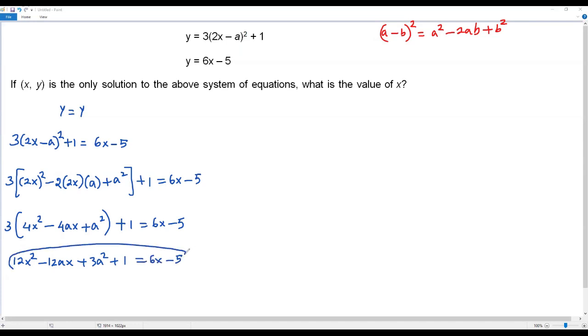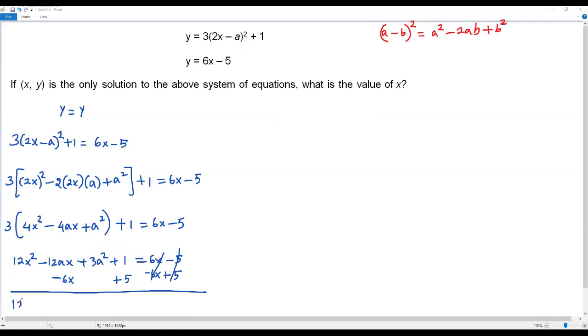Okay, now we have a quadratic equation in the variable x, but it's not in standard form. Standard form means it has to be in the form ax² + bx + c = 0. So we must have everything on the left side, and on the right side we must have 0. Here on the right side we don't have 0, we have 6x − 5. To make the right side 0, I have to get rid of the 6x and −5. So I subtract 6x from both sides, and also add 5 to both sides. Then the positive 6x and negative 6x cancel, and the negative 5 and positive 5 cancel out. Then I'm getting 12x² − 12ax − 6x + 3a². When I combine the positive 1 and positive 5, I'm getting positive 6, equals 0.